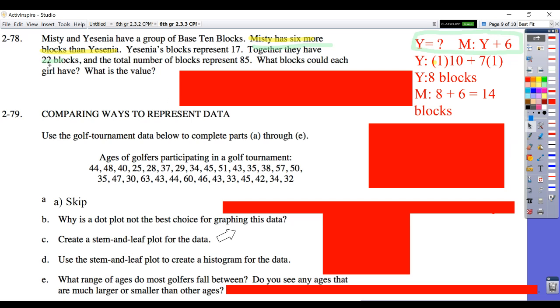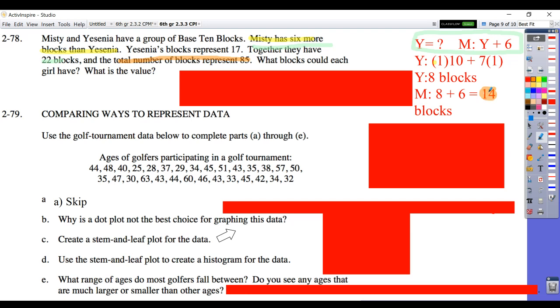All right. The last thing we need to make sure we've represented or recognized is that the total number of blocks has to represent 85. Okay. So we already said Yesenia's equals 17. So if Yesenia's equals 17, what would Misty's have to be? So you can take your 85 minus your 17, figure out the value of Misty's, which should be 14 blocks, and what blocks are those?